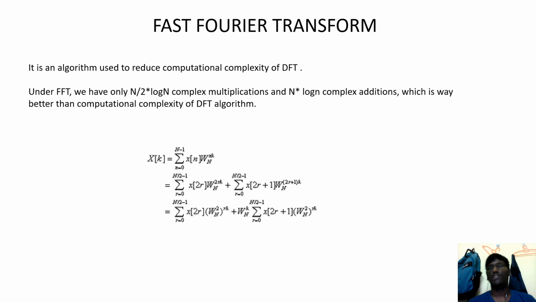So what we do in FFT is that we take the DFT of a signal and separate the even indices components and odd indices components. Therefore we get two DFT signals of half the length, which is computationally way better. Here we see 2r are the even components and 2r plus 1 the odd components, and the critical factor W_N^k is separated, which gives us two DFT signals of length N by 2, with the odd components multiplied by the critical factor.